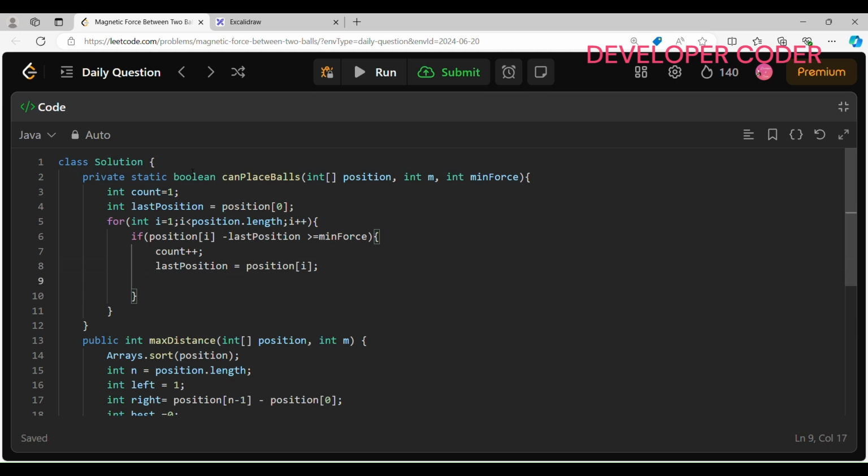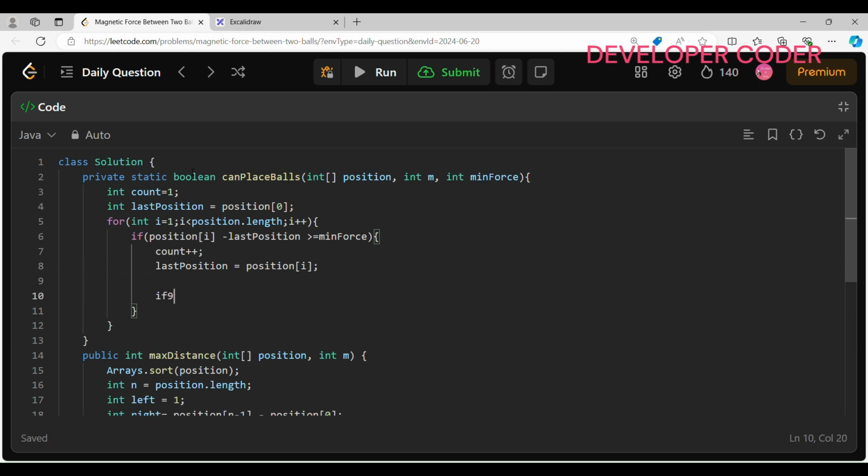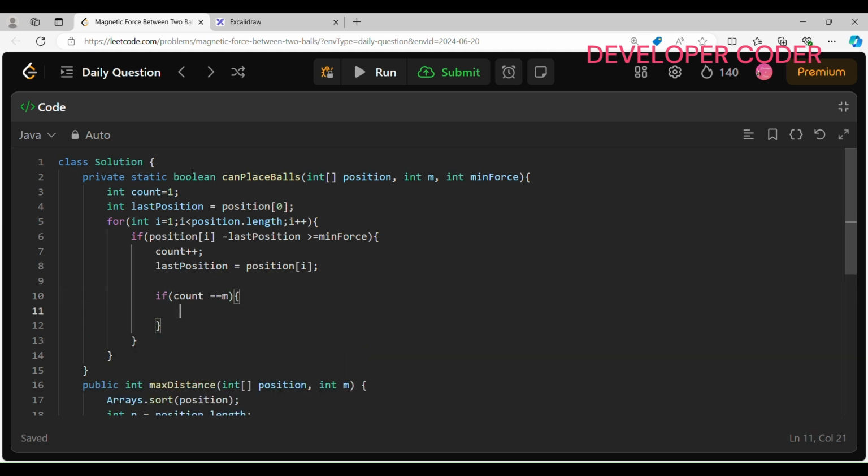Now after that, if count is equal to m, then we have to return true. Okay, so if my count becomes m, then definitely that means that I can place all the balls. Okay, now in the end, we have to just return false.